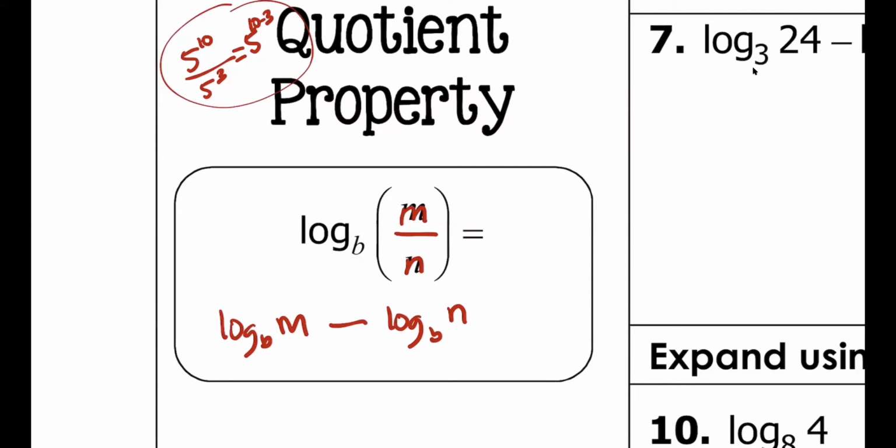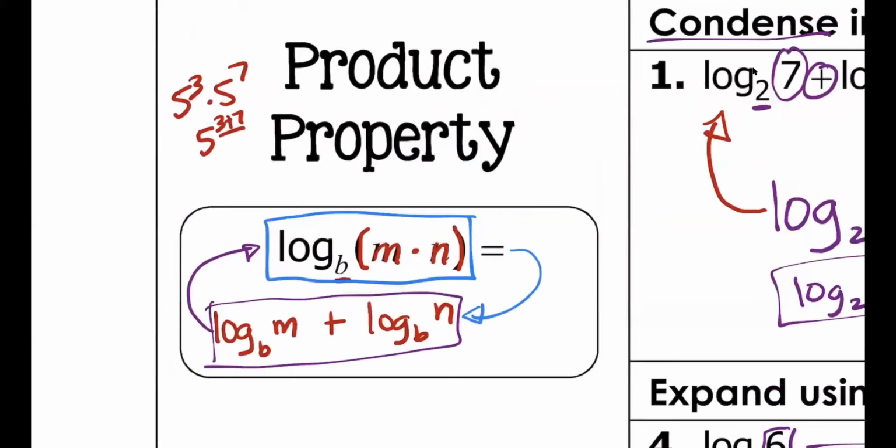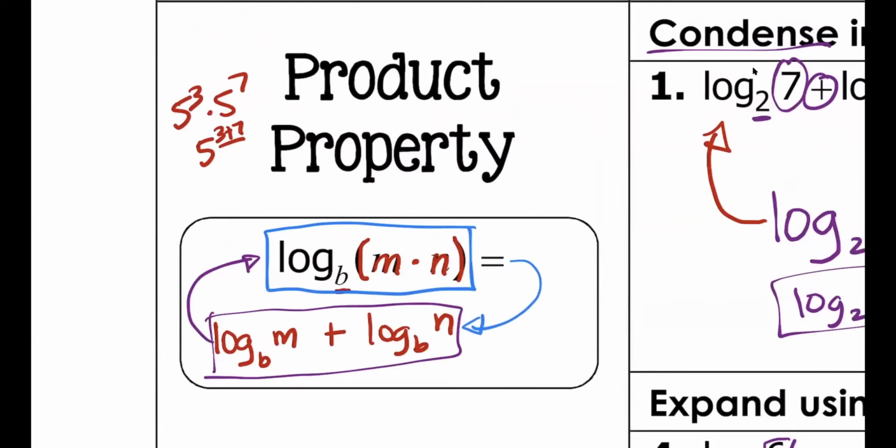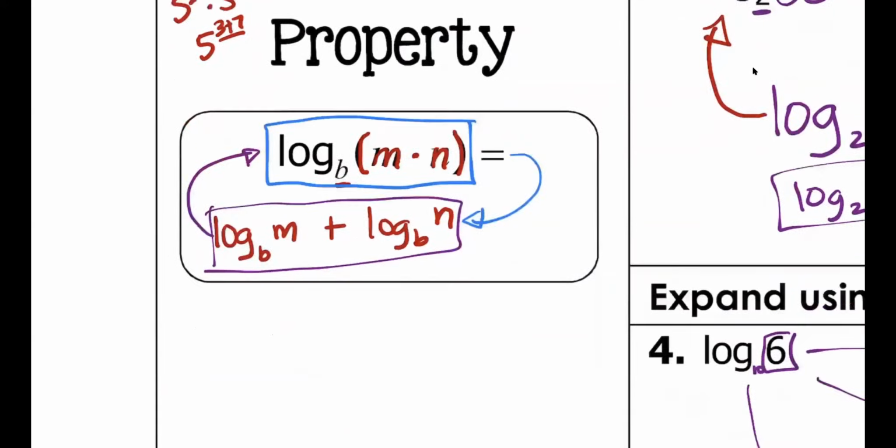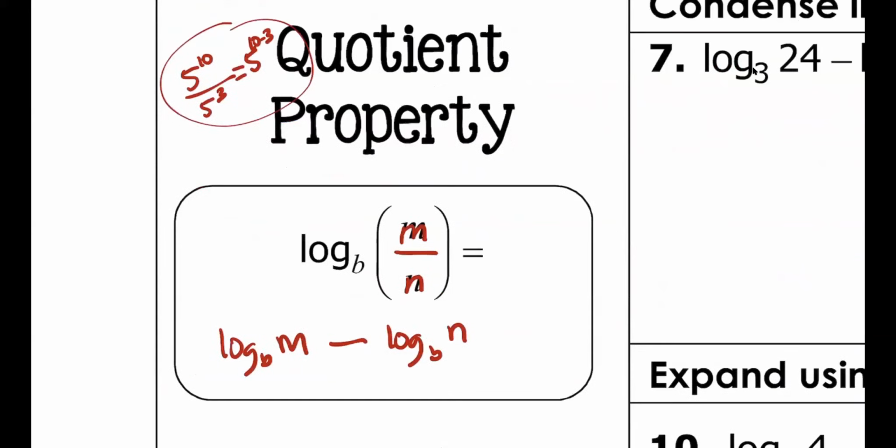It's the exact same thing. It's just written in log form. So kind of the opposite of this, right? When I have the product, if I'm taking the log of a product, I add the logs. When I'm taking the log of a quotient, I subtract the logs.